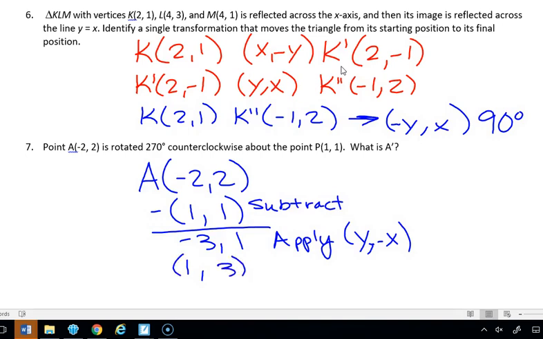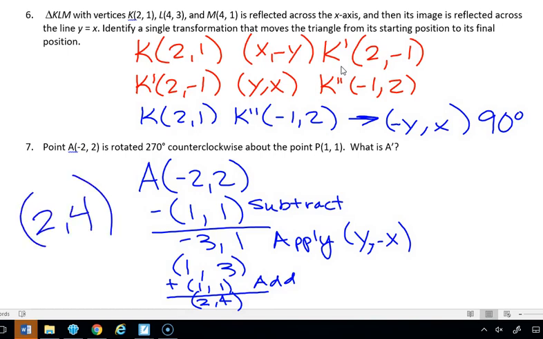Then we're going to add back the point that we subtracted. So now we're going to add the 1 and the 1. That's our add. And so our final point is going to be 1 plus 1, which is 2, and 3 plus 1, which is 4. So our answer is 2, 4.